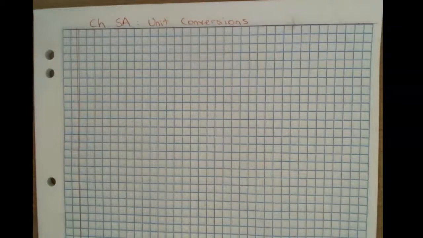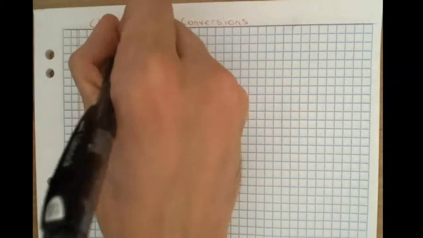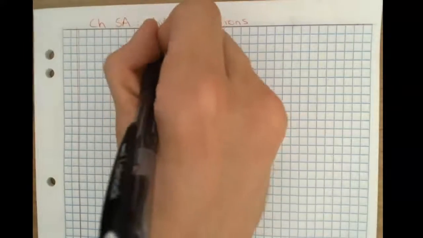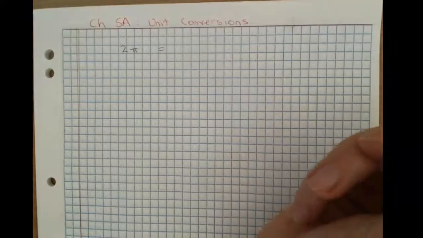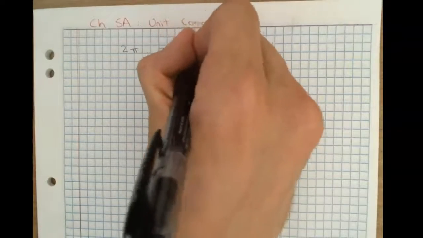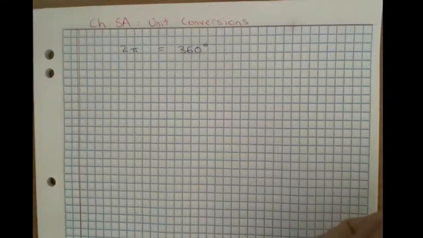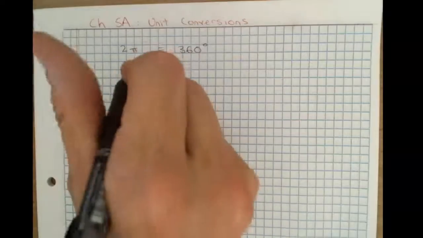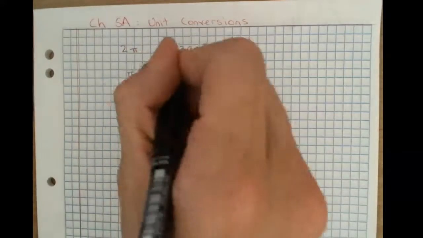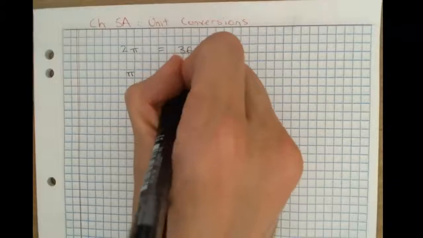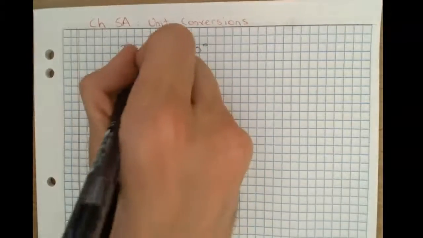Now, just to make it clear and obvious as to why, you'd remember in a full circle there are 2 pi radians. And if we were to compare that to degrees, then we would know that there are 360 degrees. Or if we're considering half a circle, we would know that in half a circle we have pi radians. The pi radians would be equal to 180 degrees.